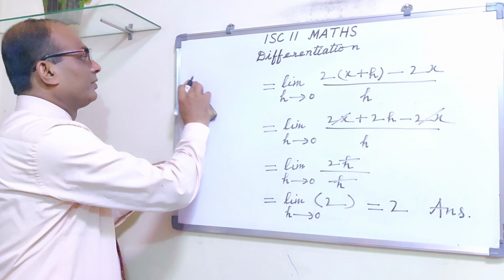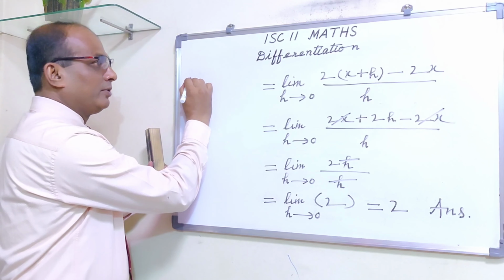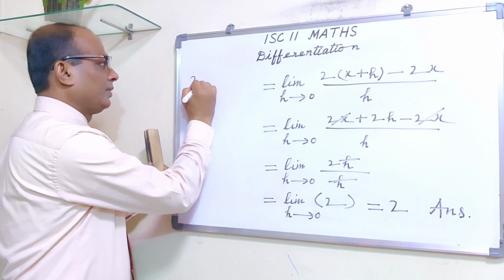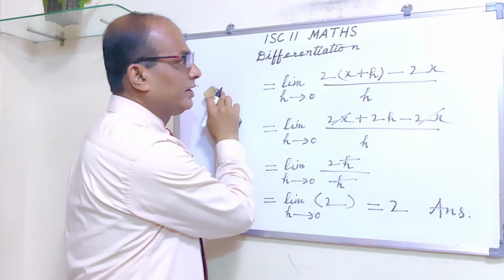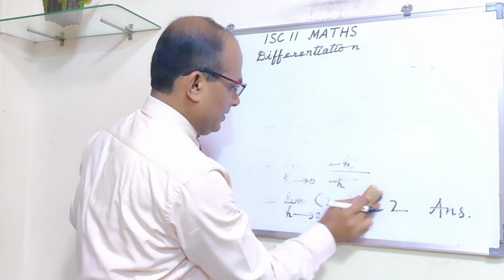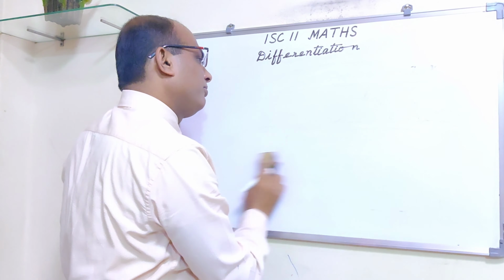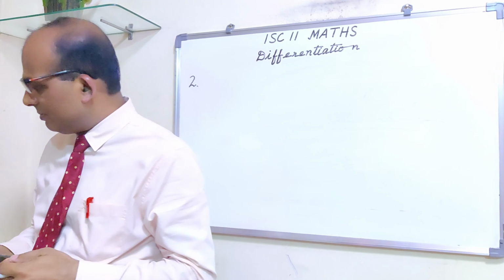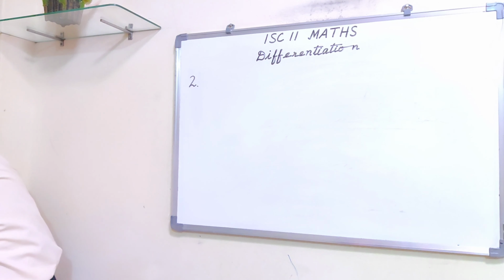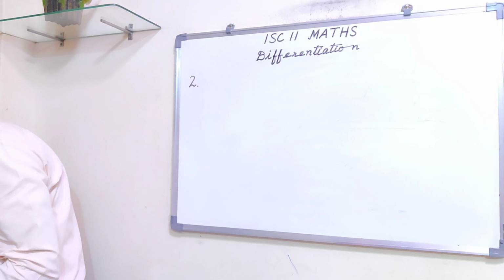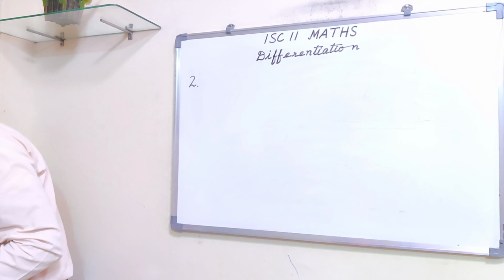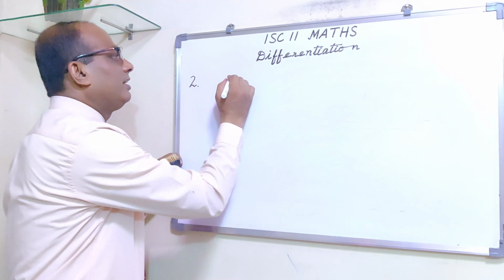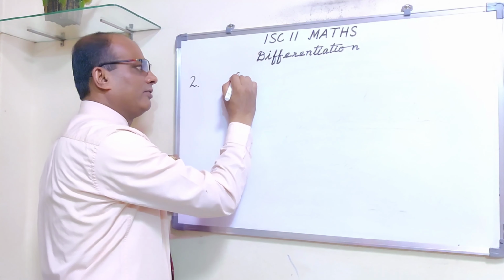Question number 2. Next function, again we have to differentiate using first principle or by definition. Question number 2 I am giving you as homework. f(x) is equal to (x minus 1) whole square. You please try at home.